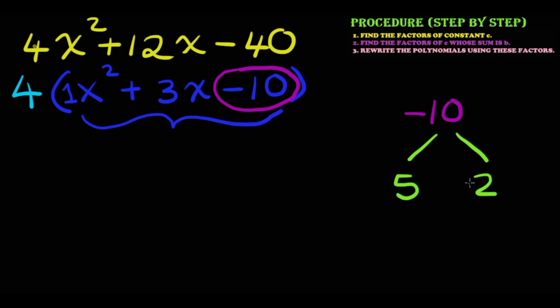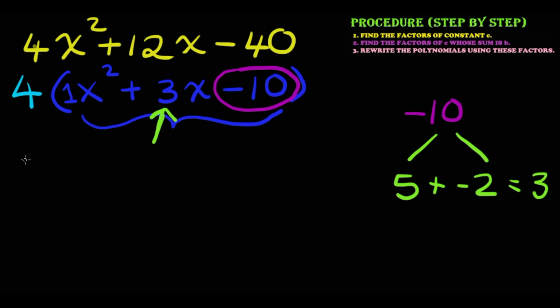In that case, negative 2 would make sense, right? Because if you take 5 plus negative 2, that's going to give us positive 3, and that's what we need. We need a positive 3 for our b. So we came up with the two numbers, positive 5 and negative 2. So we're going to use those two numbers and we're going to put it in factor form.